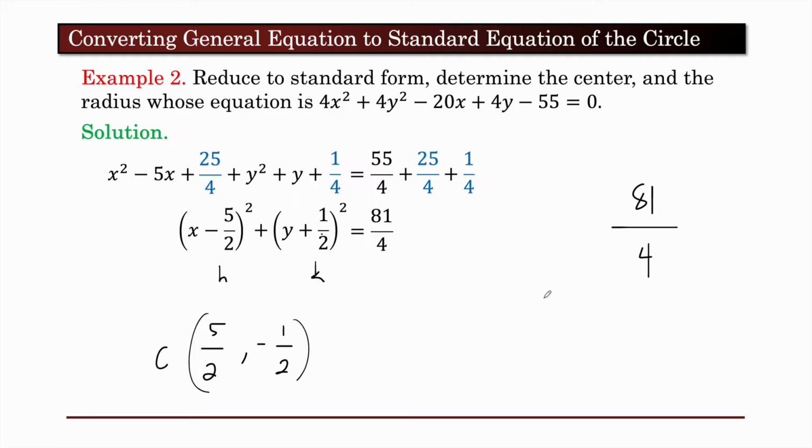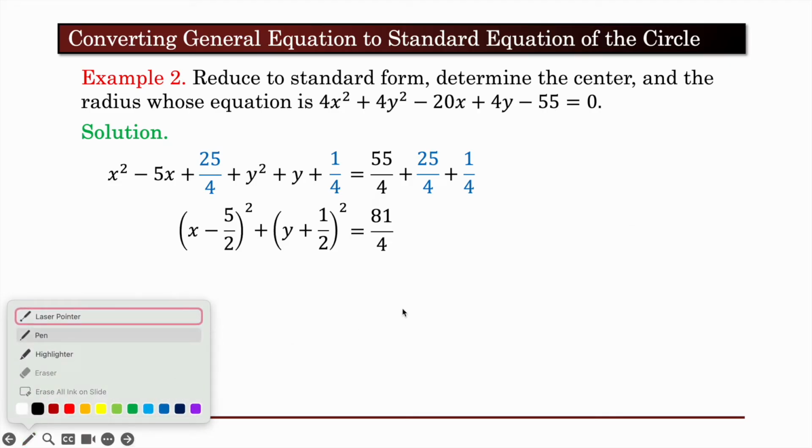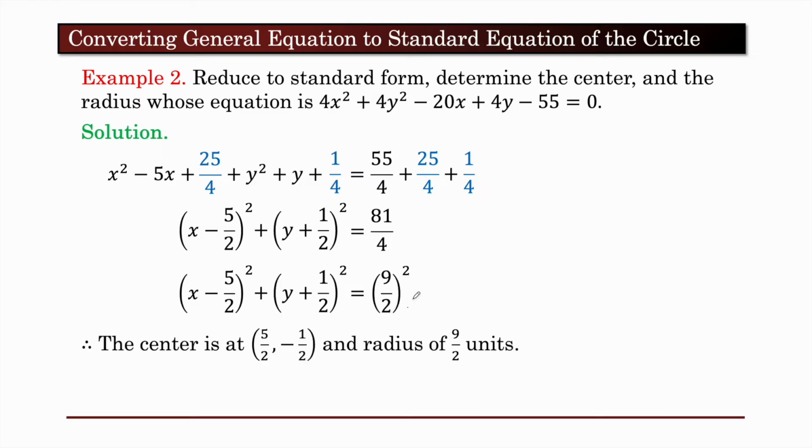Because 81 is a perfect square. Okay? 4 is also a perfect square. So, we can rewrite these numbers as 9 and 2. So, this is 9 halves raised to 2. That means 9 halves is your radius, or 4.5. So, therefore, the center is at 5 halves, negative 1 half with a radius of 4.5 units or 9 over 2 units. So, hindi naman sinabi na i-draw ang circle or i-graph. So, this will be our final answer.